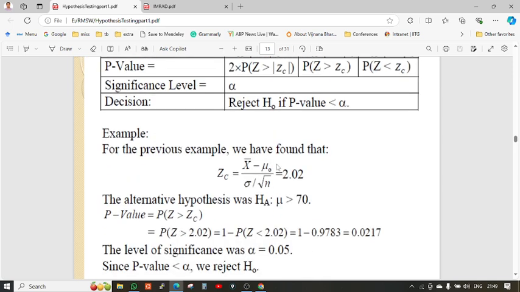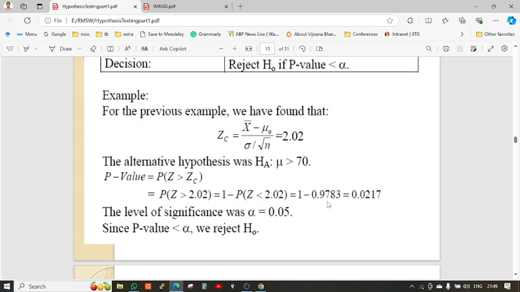Let's say for the previous example, zc equals 2.02, and the alternative hypothesis is mu greater than 70. So for the p value, you have to calculate 1 minus this z value, so it is 0.271, and the significance level was 0.05. So here the p value is less than the alpha, so we have to reject this hypothesis, means whatever we are considering, we have to reject.